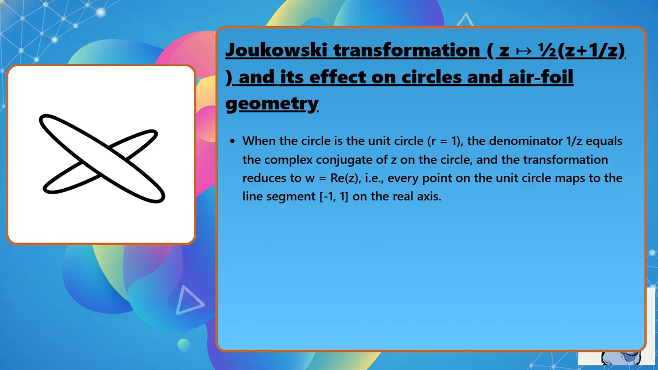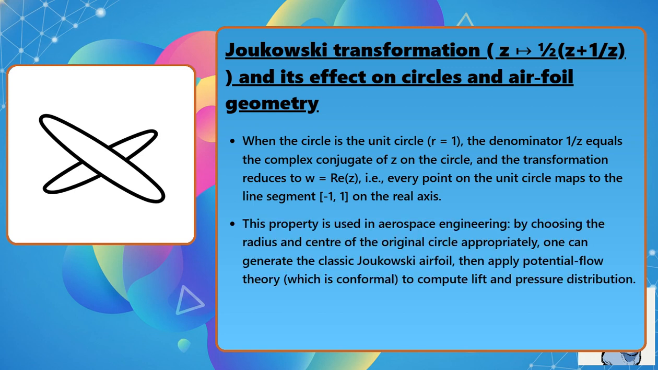When the circle is the unit circle, r equals 1, the denominator 1 over z equals the complex conjugate of z on the circle, and the transformation reduces to w equals the real part of z. That is, every point on the unit circle maps to the line segment -1 to 1 on the real axis. This property is used in aerospace engineering. By choosing the radius and center of the original circle appropriately, one can generate the classic Joukowsky airfoil, then apply potential flow theory, which is conformal, to compute lift and pressure distribution.